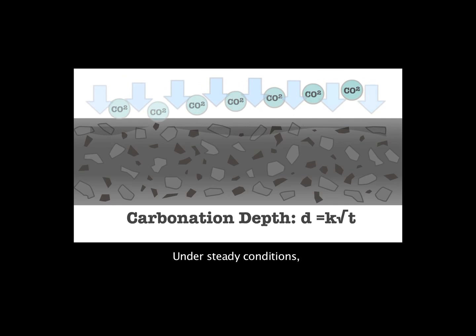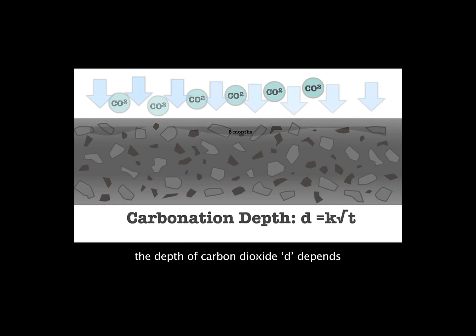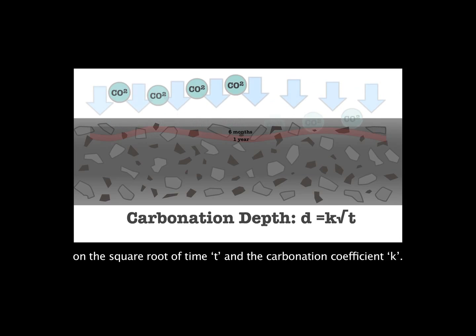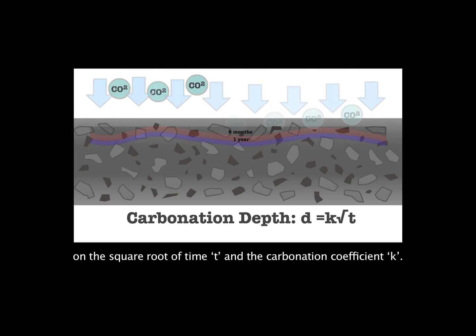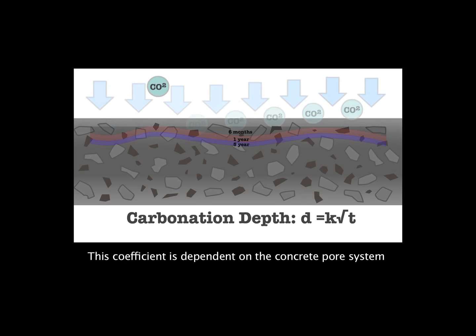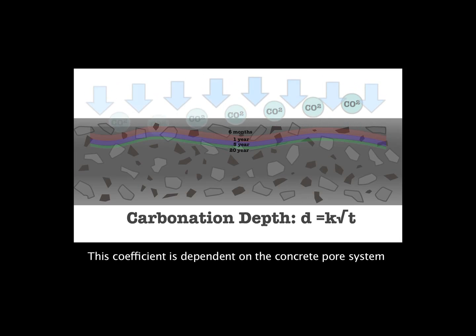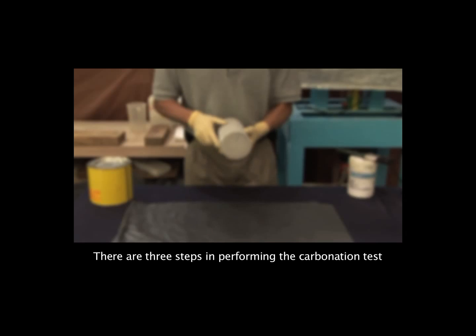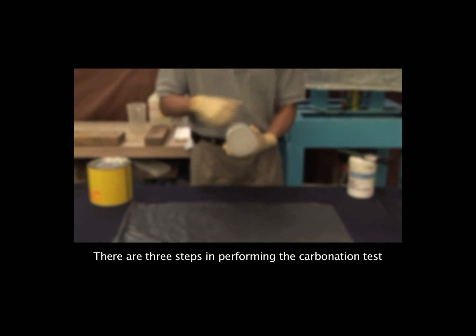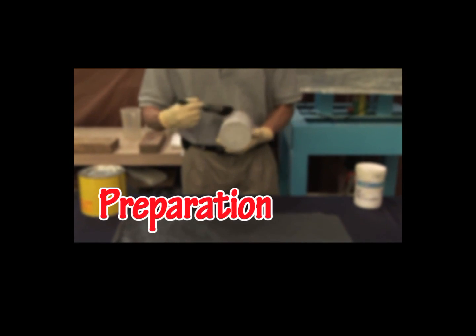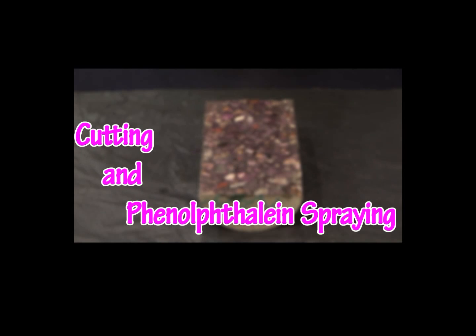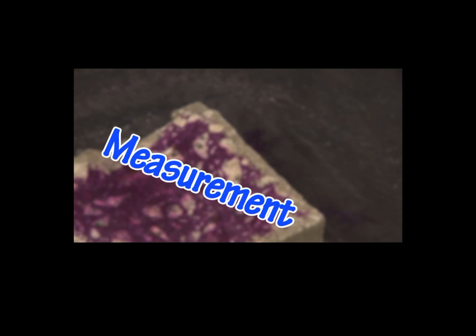Under steady conditions, the depth of carbonation, D, depends on the square root of time, T, and the carbonation coefficient, K. This coefficient is dependent on the concrete pore system and the cement paste structure. There are 3 steps in performing the carbonation test. The first step is preparation. The second step is cutting and phenolphthalein spraying. The last step is measurement.